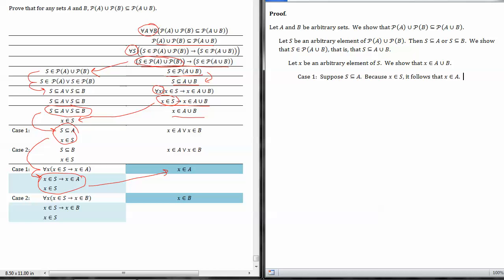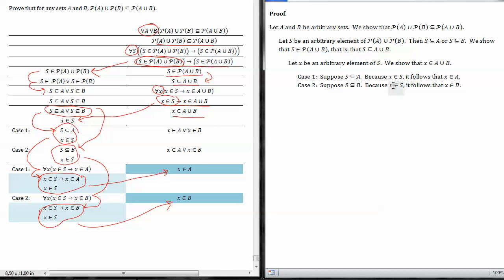All right, and then we want to do the same thing for case 2, which came from the second part of our disjunction. It gave us S as a subset of B, and the definition of that gave us this, and universal instantiation gave us that conditional, and together with x in S, modus ponens gets us to x in B. Okay, so this is going to look parallel to the first case. Suppose S is a subset of B. Because x is in S, it follows that x is in B.